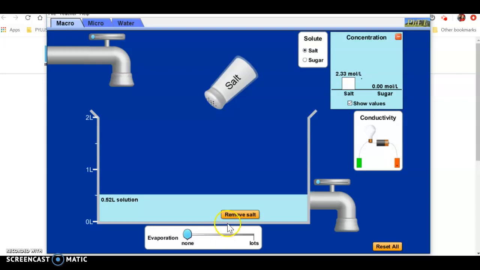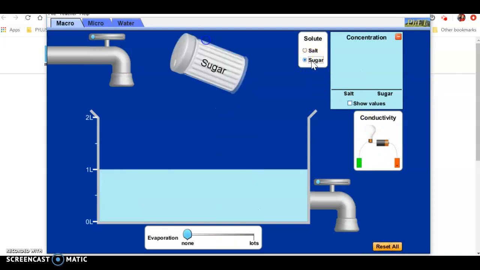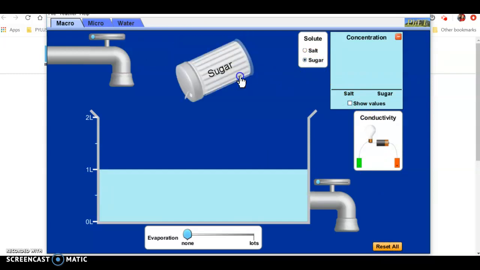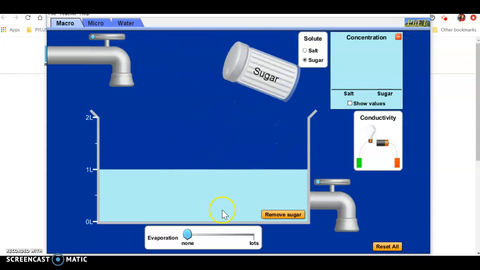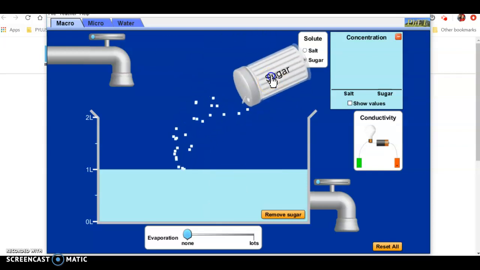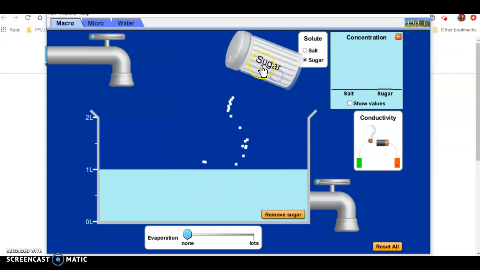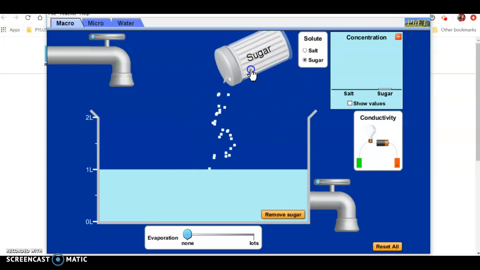Part B, sugar. Let's reset everything. Sugar. What's the difference? Does the concentration of the solution increase, decrease, or stay the same if I add sugar? Oh, well, first, what's the solute and the solvent? Well, I think we kind of know that sugar dissolves in water, so you can figure out those vocabulary terms. What happens to the concentration?